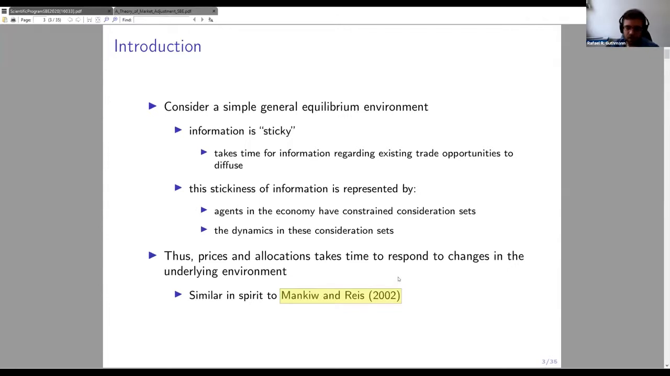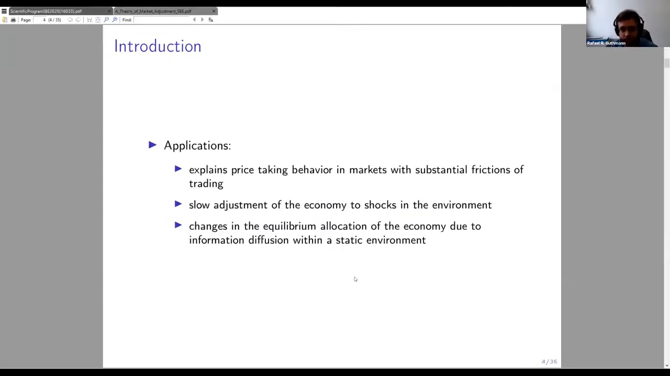Here I'm extending this concept to stick information regarding the opportunities to trade with the other agents in the economy. Since this model is very preliminary, what I'm thinking about is developing this theoretical framework in different directions. Among these different directions, it can result in different papers. So this is basically a research project that I'm just beginning.